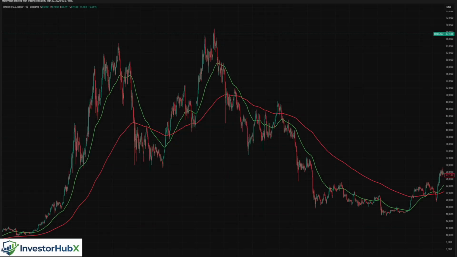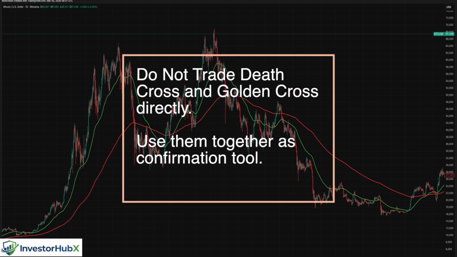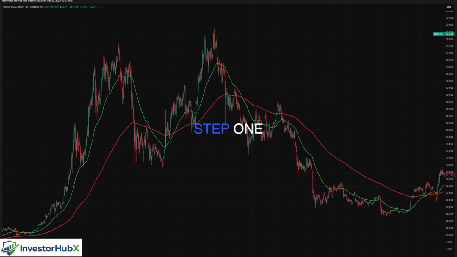One of the safest ways to use the Death Cross and Golden Cross is not to trade them directly, but to use them together as confirmation tools. Step 1. Death Cross appears. When a trader sees a Death Cross on the daily time frame, it signals that the market is currently weak and there may still be further downside. Instead of entering immediately, the trader waits.